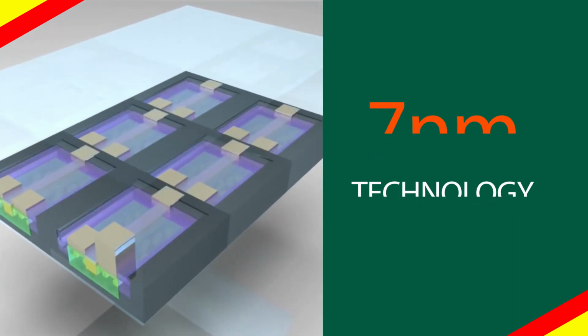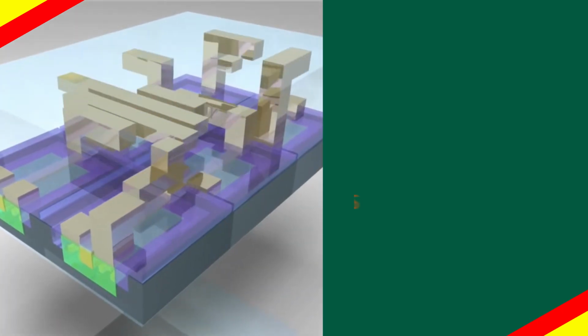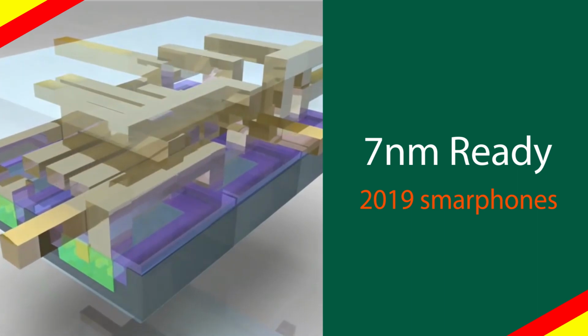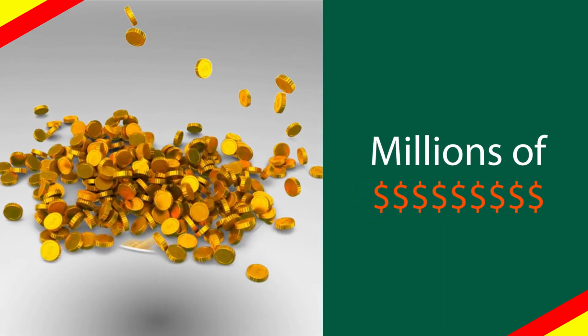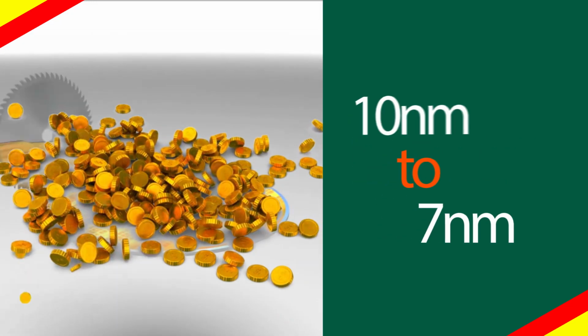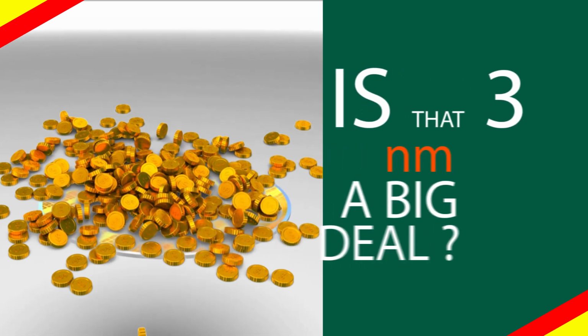People have been talking about 7 nanometer for a while. Now we are in 2019, it's finally our time to have it in our hands in the form of smartphones. Millions of dollars are being invested by many companies for this race just to make the current 10 nanometer to 7 nanometer. Is that 3 nanometer a big deal?